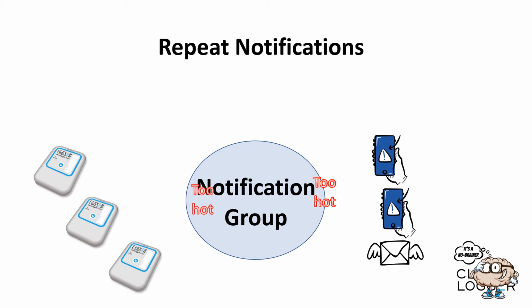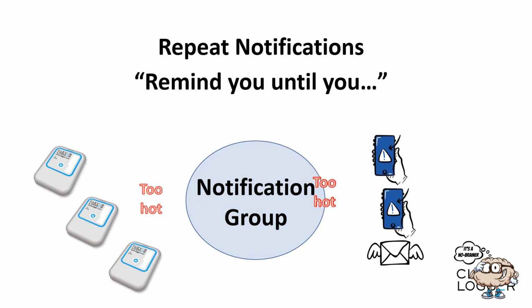So what repeat notifications are is, we send a notification to a notification group, and then we send the alarm out to your phones or your emails or whatever the case may be. But we don't just do it once. We do it over and over and over again. And the reason for it is really, really simple. We don't just tell you that there's a problem, we remind you that you've got a problem.